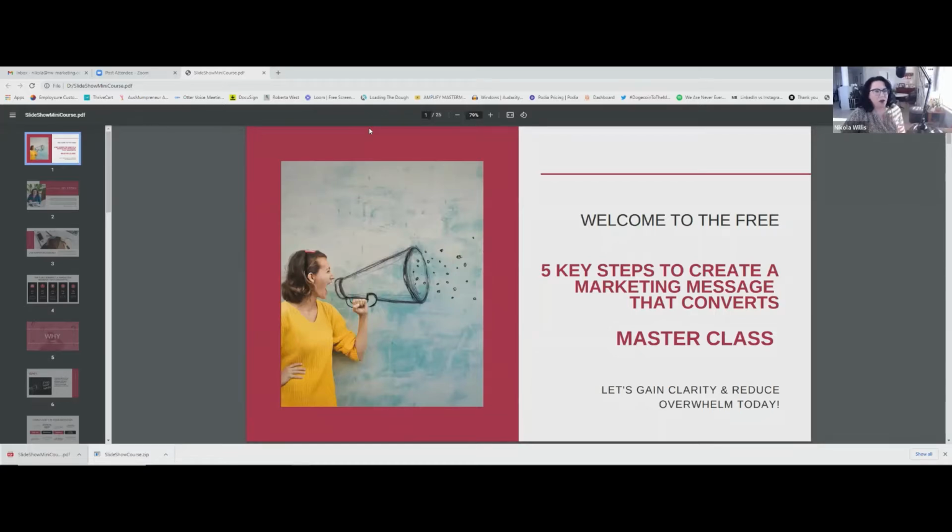Now we're going to be going through the 5 key steps to create a marketing message that converts, the masterclass. So what we're talking about is gaining clarity and reducing overwhelm, which is the main thing I see in all my clients I work with one-on-one and the clients that I've dealt with in the past through my work within shopping centres and also individually doing consulting. I've done it for 23 years, so things have changed. Marketing resources have changed, of course. So I've seen it all, but ultimately it comes down to the overwhelm and not knowing what your message is, and that is universal.